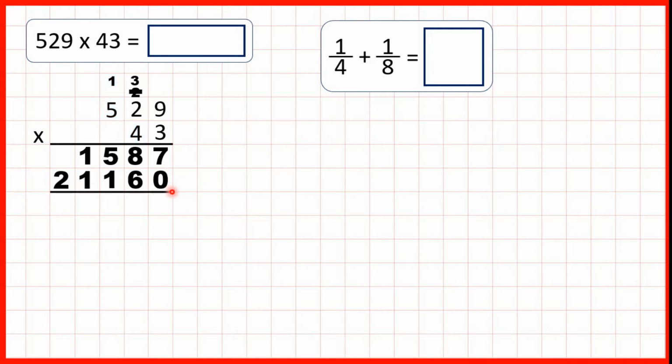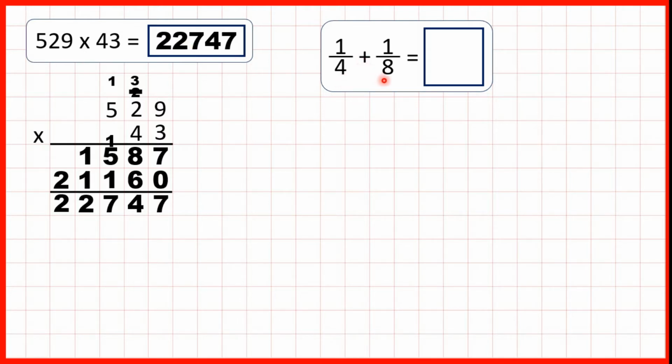So now we can add up our answer lines. 7 plus 0 is 7. 8 plus 6 is 14, so 1, 4. 1 plus 5 plus 1 is 7. 1 plus 1 is 2. And nothing plus 2 is 2. So our answer is 22,747.